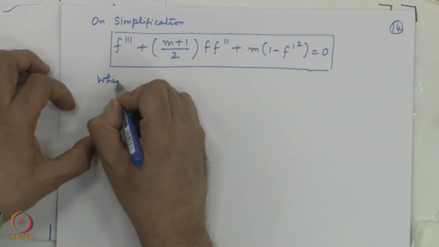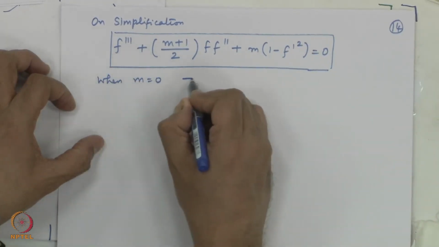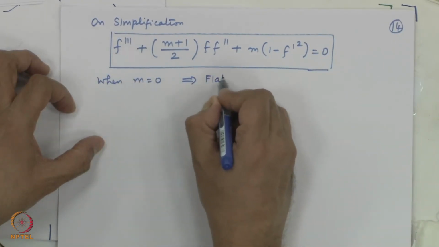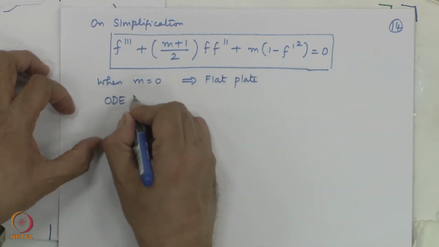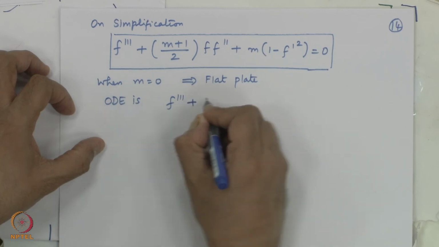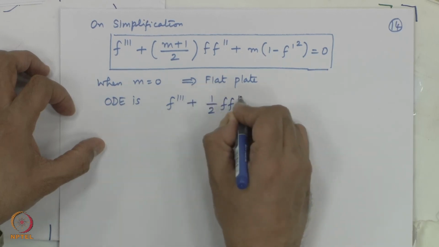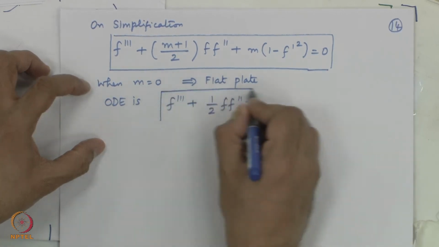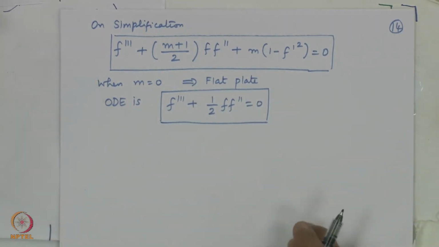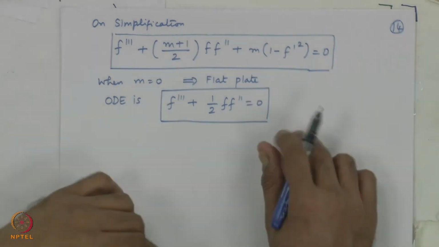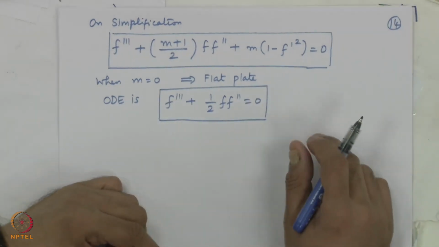When m equal to 0, you get flat plate. So, your ODE becomes f triple prime plus half f f double prime equal to 0. This is what you will see in textbooks and this is what Blasius has solved for us. This is your ordinary differential equation. Okay. So, this is something which we need to keep in mind.